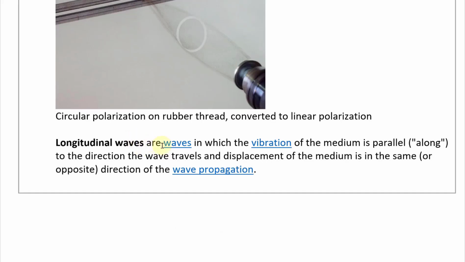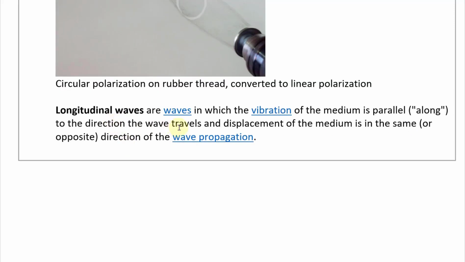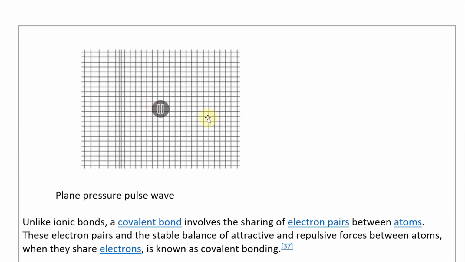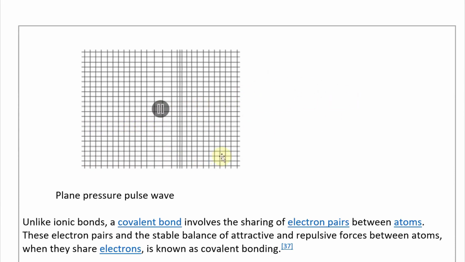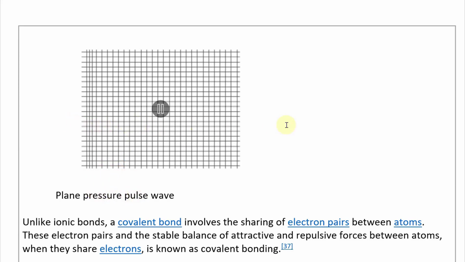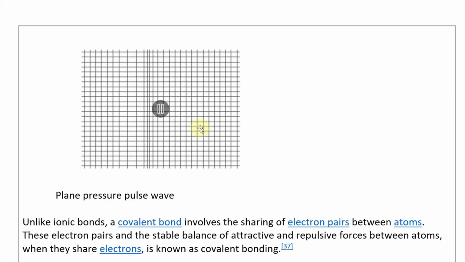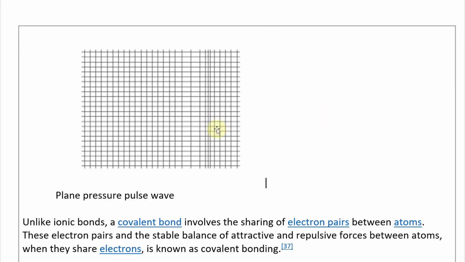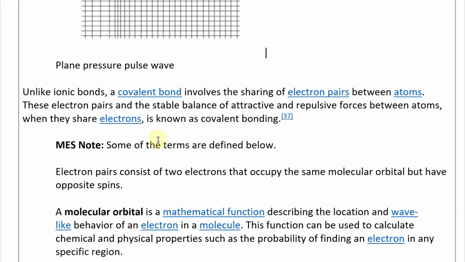And so longitudinal waves are waves in which the vibration of the medium is parallel, or quote along, to the direction the wave travels, and displacement of the medium is in the same or opposite direction of the wave propagation. So in these cases, you're not going to have a polarized setup here. Oh, you can't polarize this, apparently. So, plane pressure pulse wave. This is all going forward. So notice that the line's getting condensed and then decondensed and expanding out. Yeah, that's fascinating stuff.